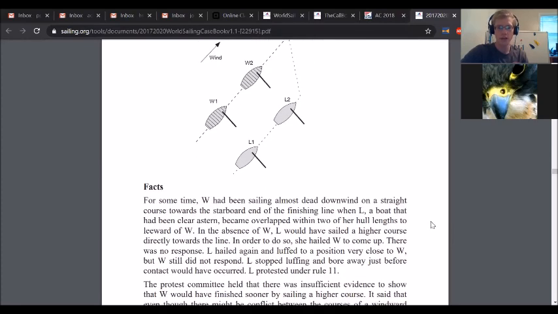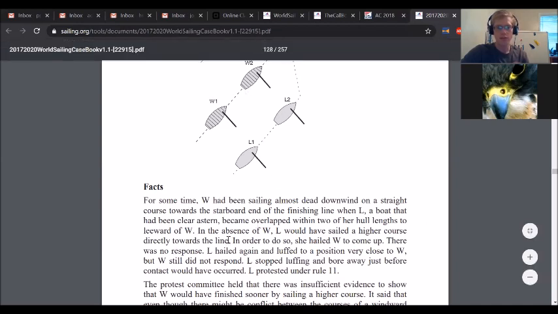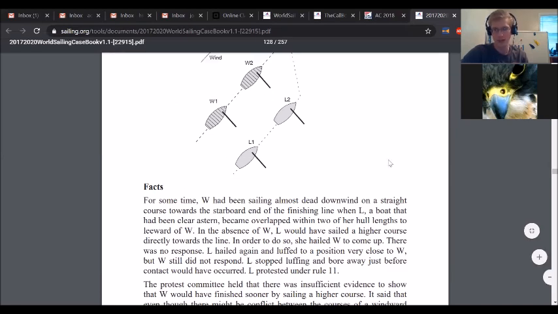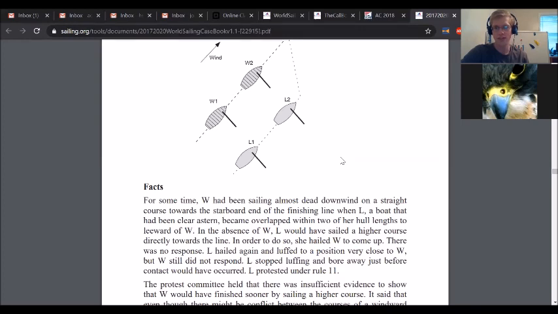Let's see, what was the decision? So W had been sailing almost dead downwind, straight course toward the starboard end of the finish line. L, the boat that had been clear astern, established overlap from astern. So Rule 17 does apply in the situation. The question is just, was the leeward boat, L, following the rule? And did they break the rule?